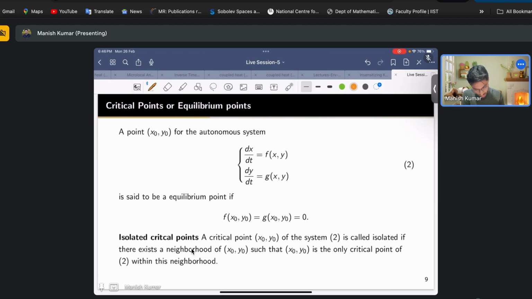Okay, so now again the same kind of definition, equilibrium point. This I have already said a few slides back.